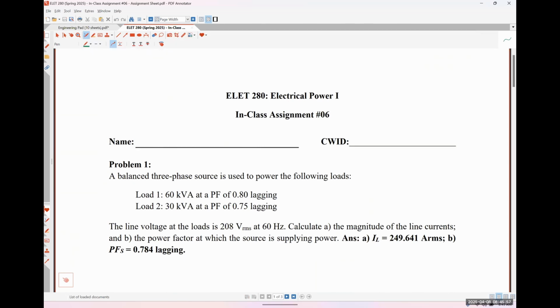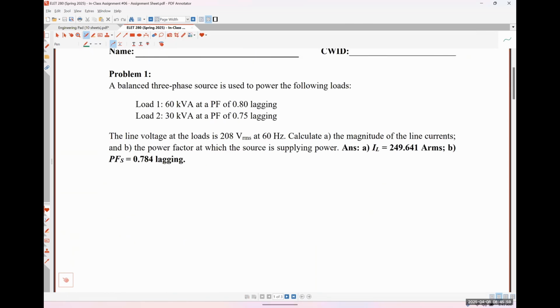So in this first problem, we have two different three-phase loads. The first load absorbs a total of 60 kilovolt amperes at a power factor of 0.8 lagging, and the second load draws 30 kilovolt amperes at a power factor of 0.75 lagging.